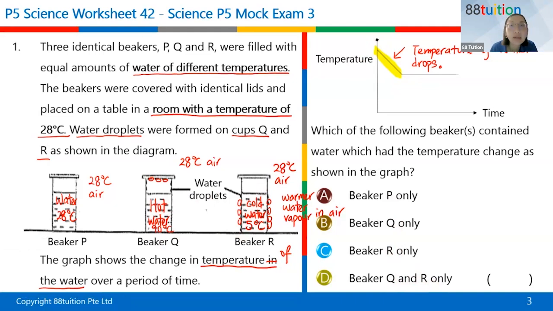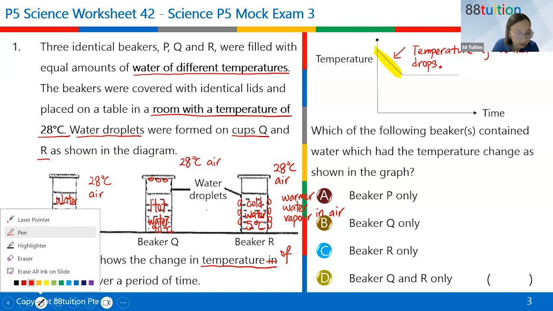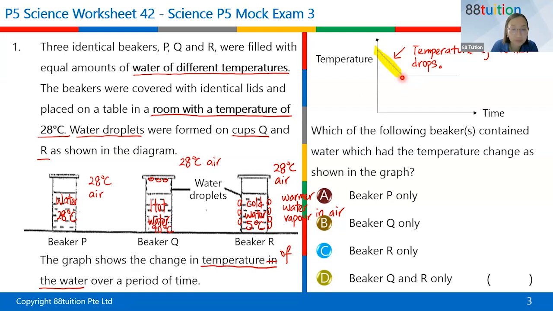All right, well done, Kaden. So in which beaker will the temperature of the water drop, as seen from the graph? You can see from the graph, the temperature is dropping. So will the temperature of the hot water drop after some time, or will the temperature of the cold water drop after some time? All right, well done, Kaden, Jia Ping.